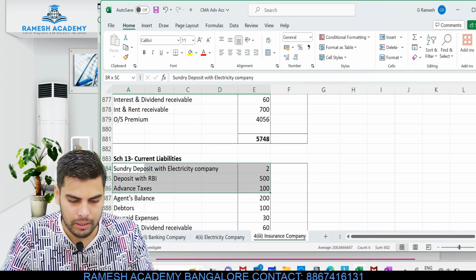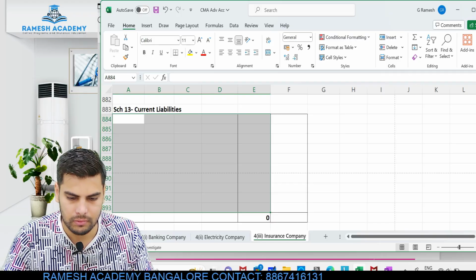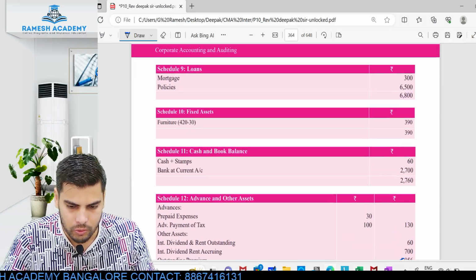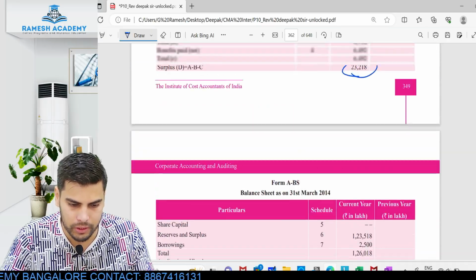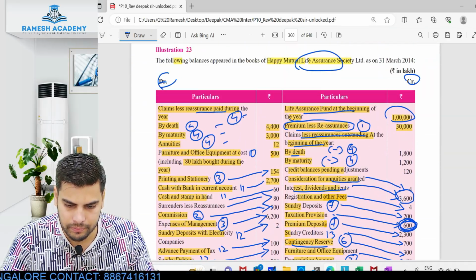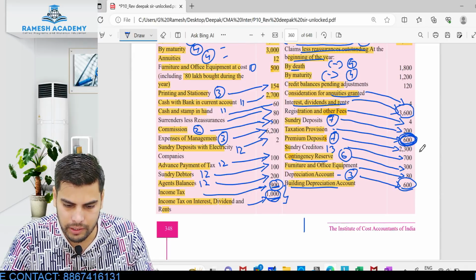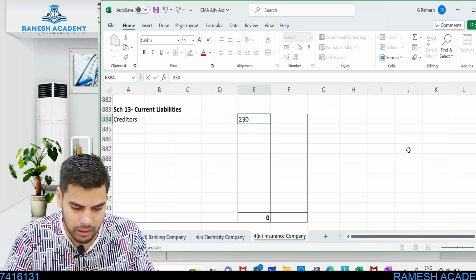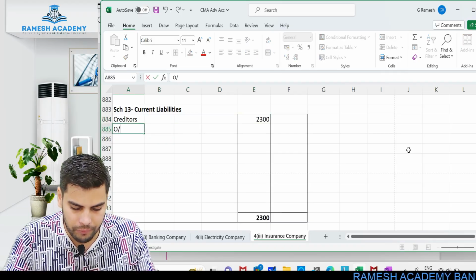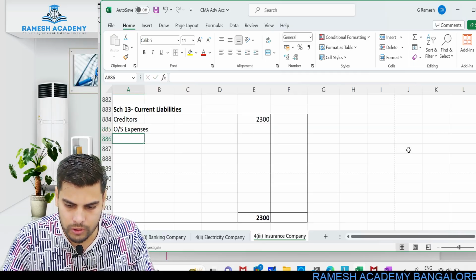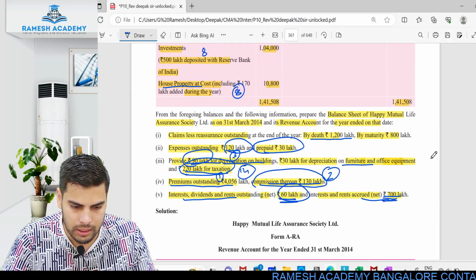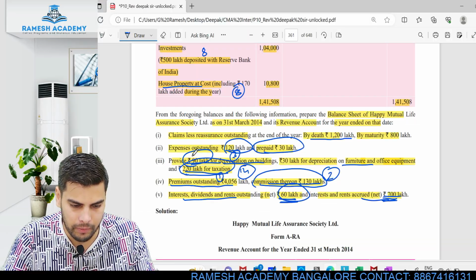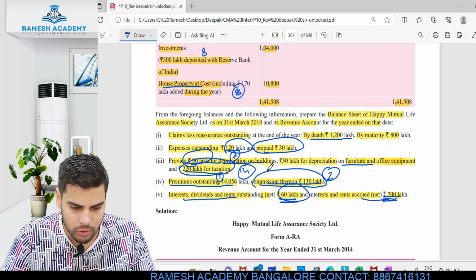So what and all current liabilities do we have? Yes, current liabilities, we have got creditors and other things, right? So we'll just be writing it. So this is schedule number 13. Let's just go back to the question. I would have written 13 over here. Yeah, here it is. We have got sundry creditors of 2300. Creditors 2300. Okay, then we have few outstanding expenses, right? So what and all outstanding expenses do we have? So if you see the adjustment here, we have got expenses outstanding is 120. This becomes your liability.